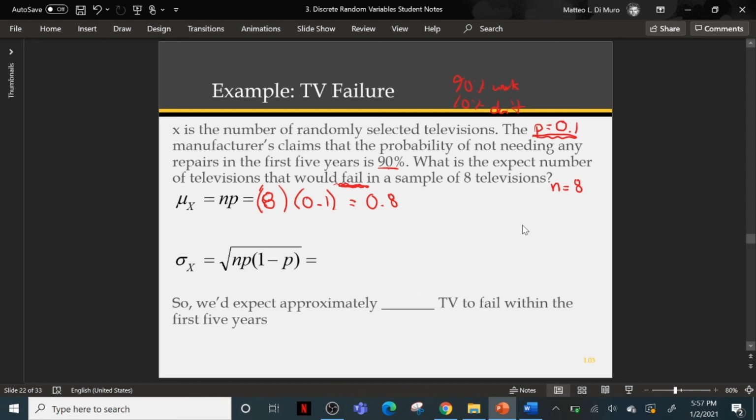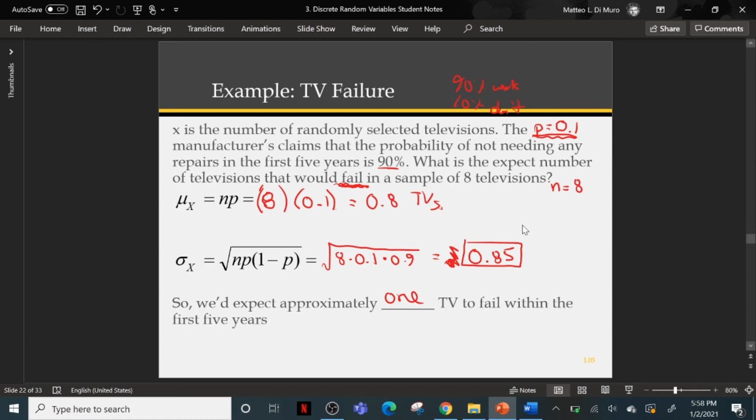So you're expecting approximately maybe 1 TV to fail. So 0.8 TVs, I should write. What's the standard deviation? Well, it's the square root of n, so 8, times probability of success, which is 0.1. 1 minus p is the probability of failure, 0.9. So when you do the square root of that, I just have the final answer, so type it in on your calculator, you'll get 0.85. So remember, standard deviation is the average difference from the mean of all the different data points, so it's about 0.85 TVs. So we'd expect approximately 1 TV to fail within the first 5 years out of that sample size.